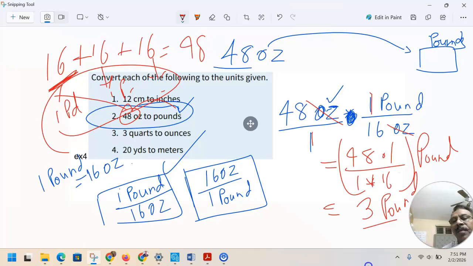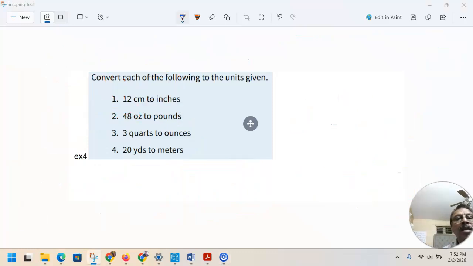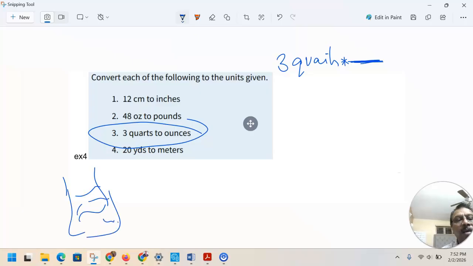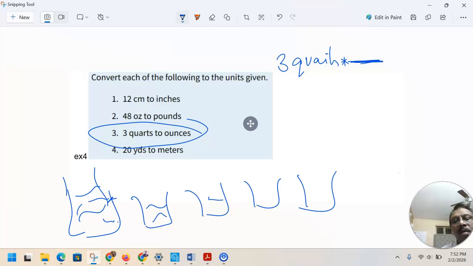And that's why we show these steps called dimensional analysis. So the next one is 3 quarts. So I will begin with 3 quarts, now multiply by 1. First I will change quarts to pints. Now remember, if you have a full gallon, a gallon breaks into four quarts like this.